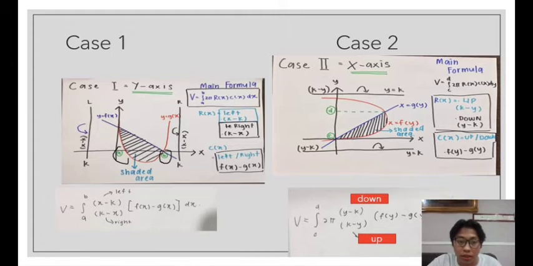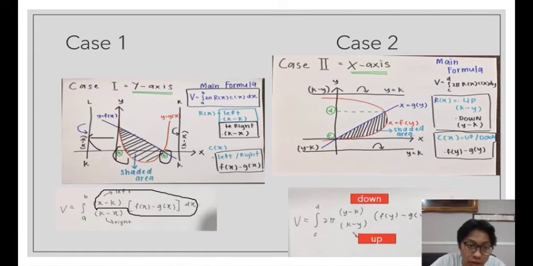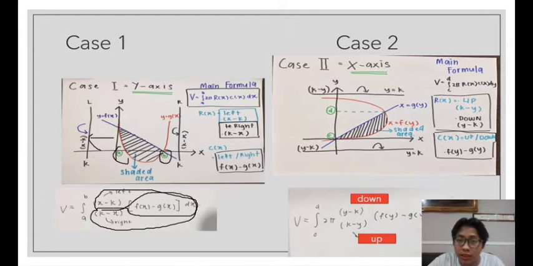So for case 1, if the k is at the left of the shaded area, we need to use this formula. But if the k is at the right of the shaded area, we need to use this formula. Yes, you see, it's still the same. And for these two, it is quite similar. If the k is at the up, we need to use this formula. K is at the up of the shaded area, and if it is down, we need to use this formula too.